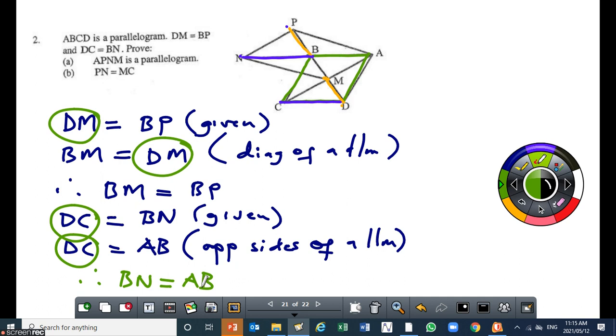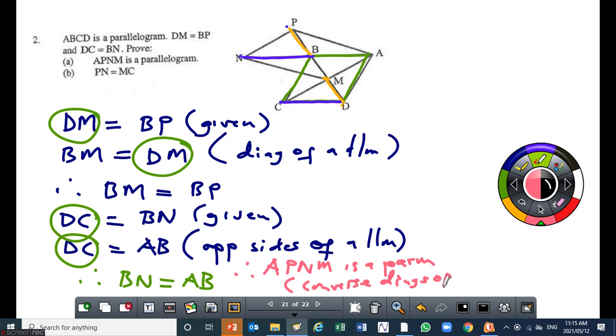So here I'll now say, therefore APNM is a parallelogram. My reason: converse of diagonals of a parallelogram. Okay, and I'm done.